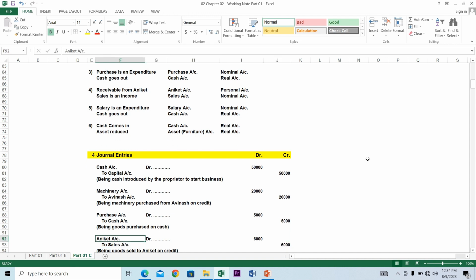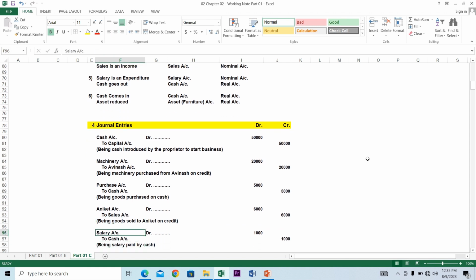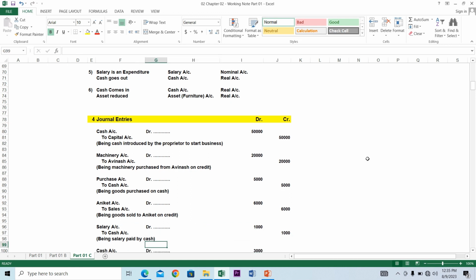Now Aniket account to sales account. Aniket account debit 6,000 to sales account 6,000. Being goods sold to Aniket on credit. उधारी पे दिया है. Now salary account to cash account. Salary account debit 1,000 rupees to cash account 1,000 rupees. Being salary paid by cash.